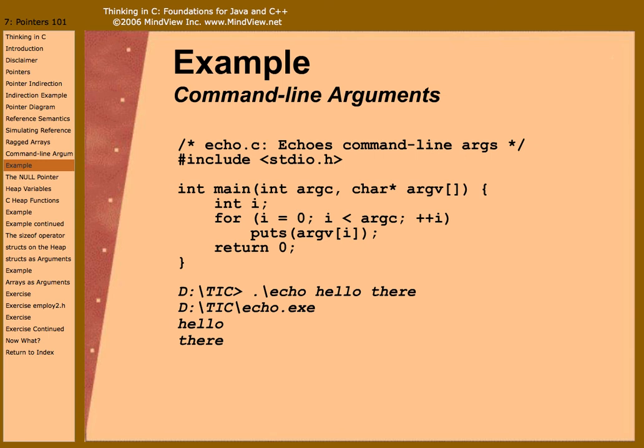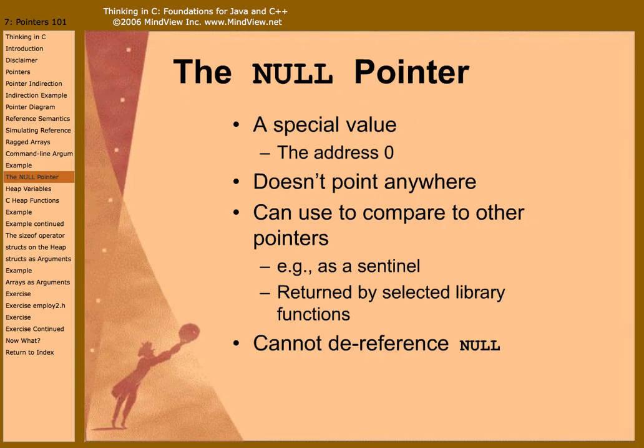So the program name is also passed to you inside of your program itself. That's a nice feature. And then the next two, of course, are hello and there. In the examples that follow, we're going to be using a special constant pointer value named null. So I thought I'd better explain it now.